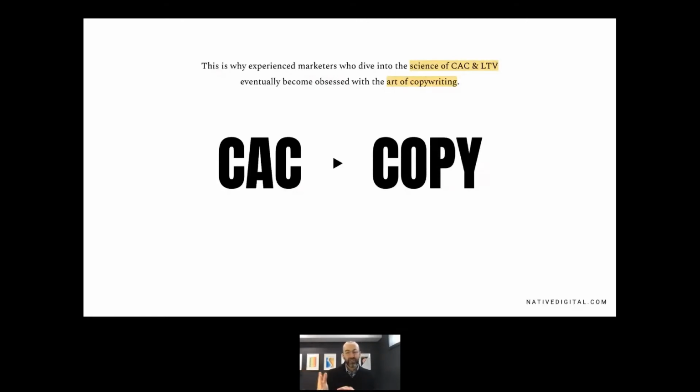I've seen other people come up the other way. They start in the creative world. And in the creative world, they're trying to understand how to message to people. And eventually they want to understand what the value of that messaging is. And then they get to CAC. So it's almost this rite of passage to go from one to the other, I believe.